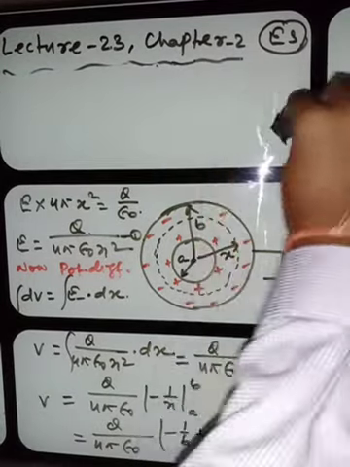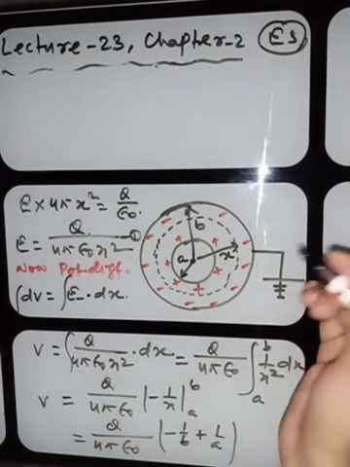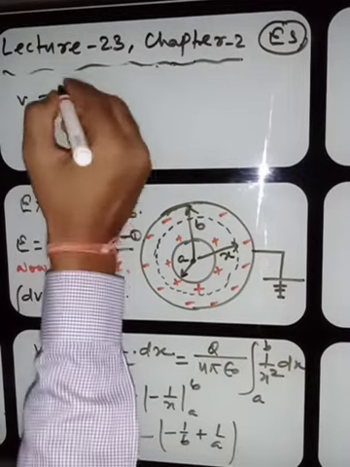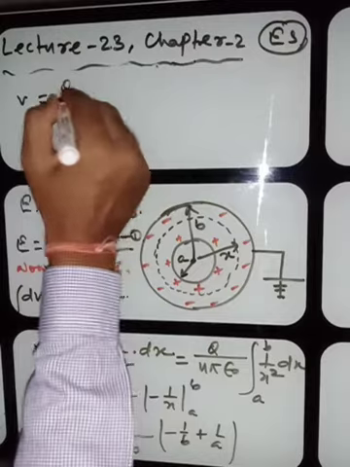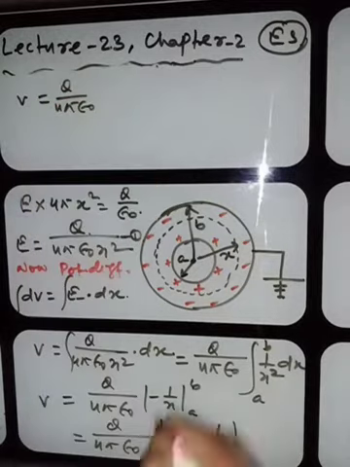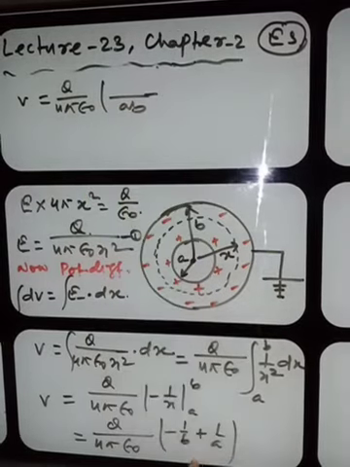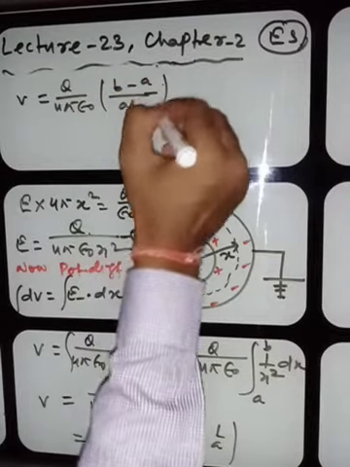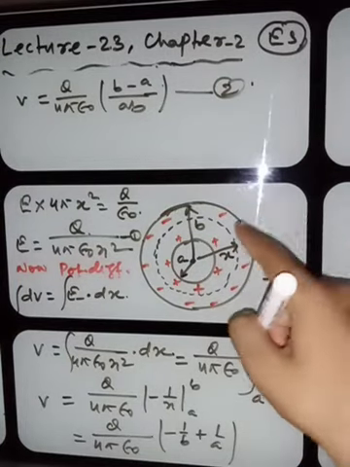I'm writing a little fast because these are very simple mathematical calculations. You will not confuse yourself. V is Q by 4 pi epsilon naught, and 1 by 4 pi epsilon naught can also be written as K. So it is Q by 4 pi epsilon naught times B minus A by AB. This is the second equation that we have written here, the potential difference.